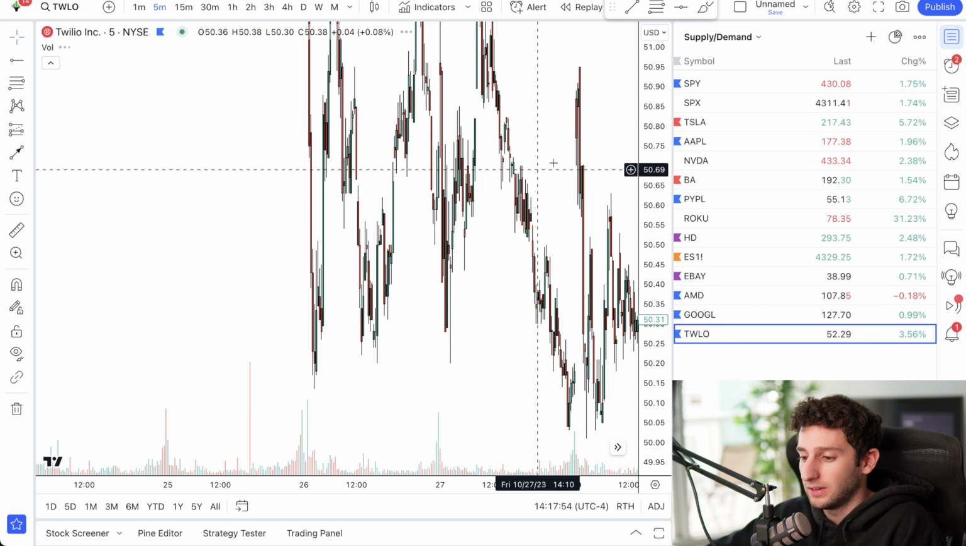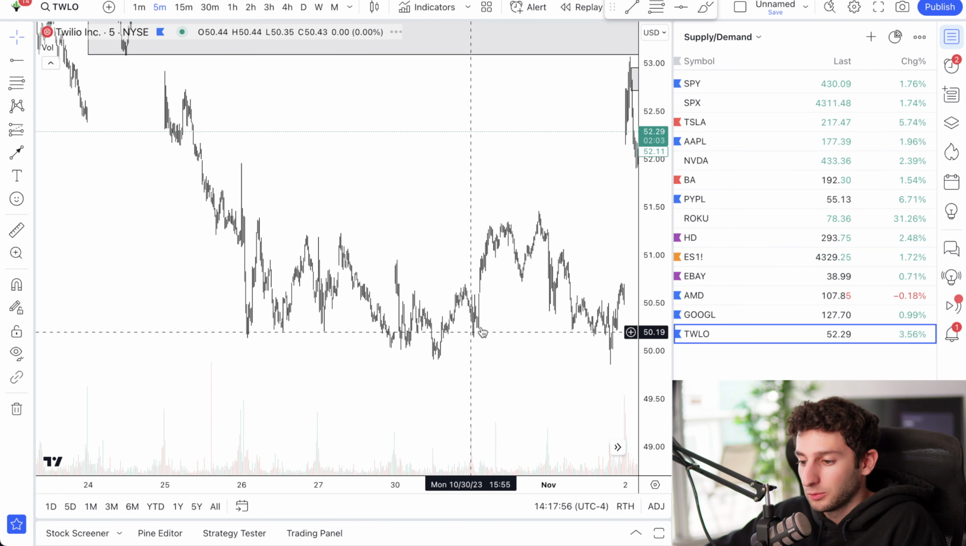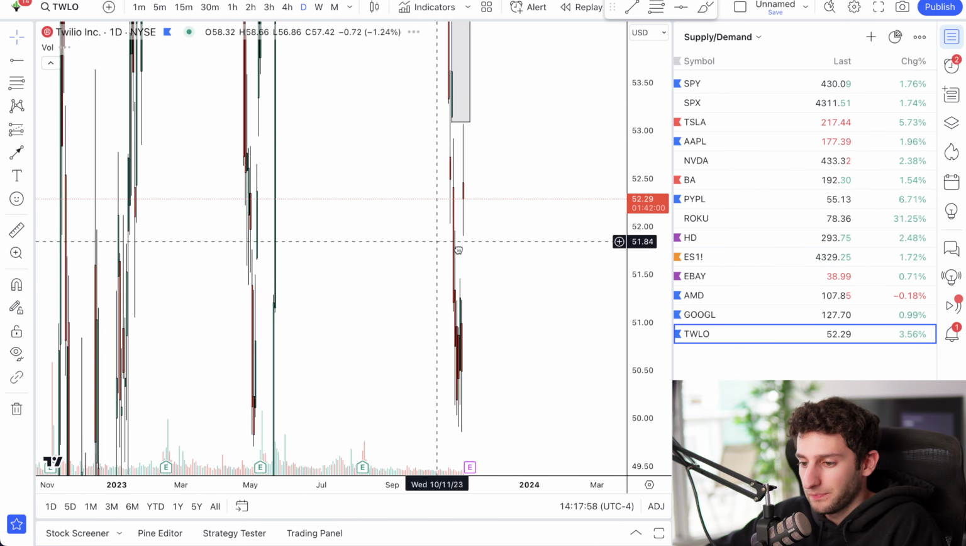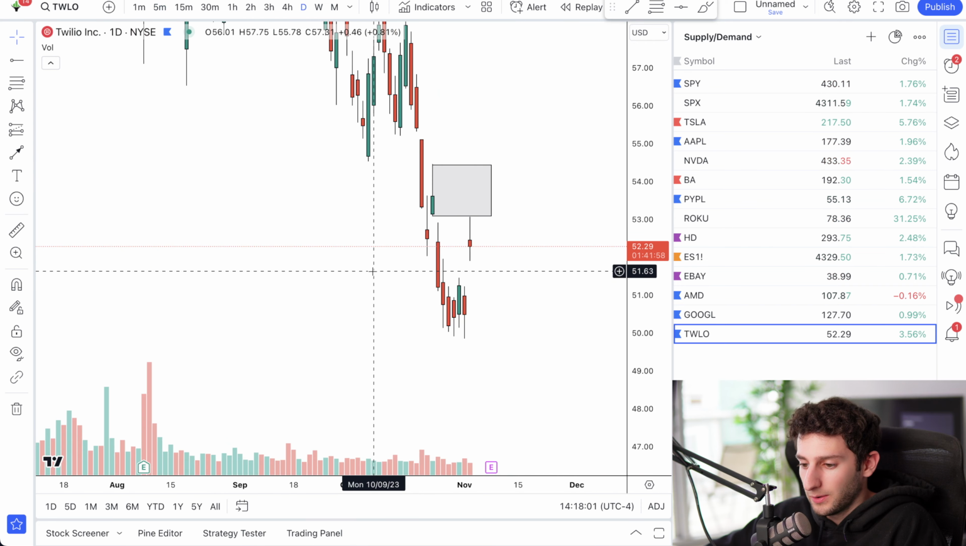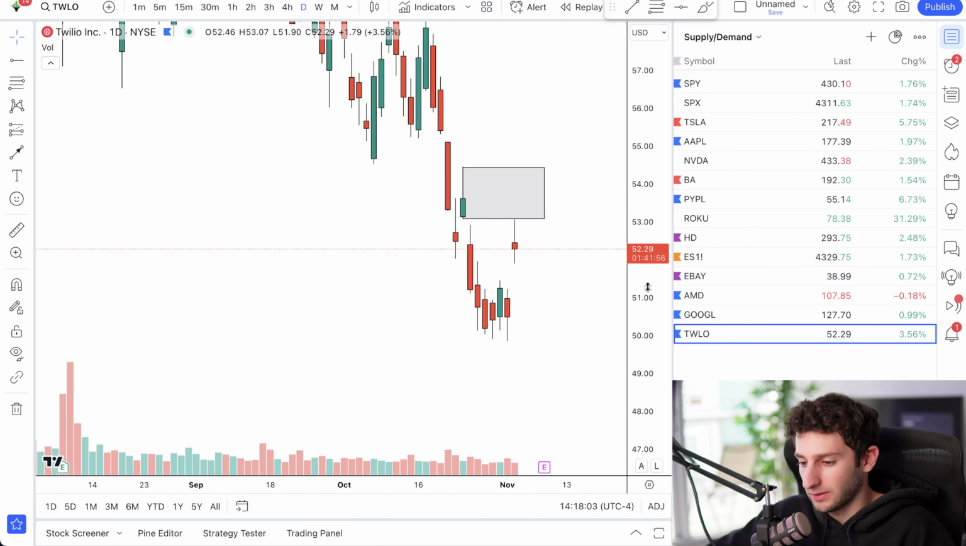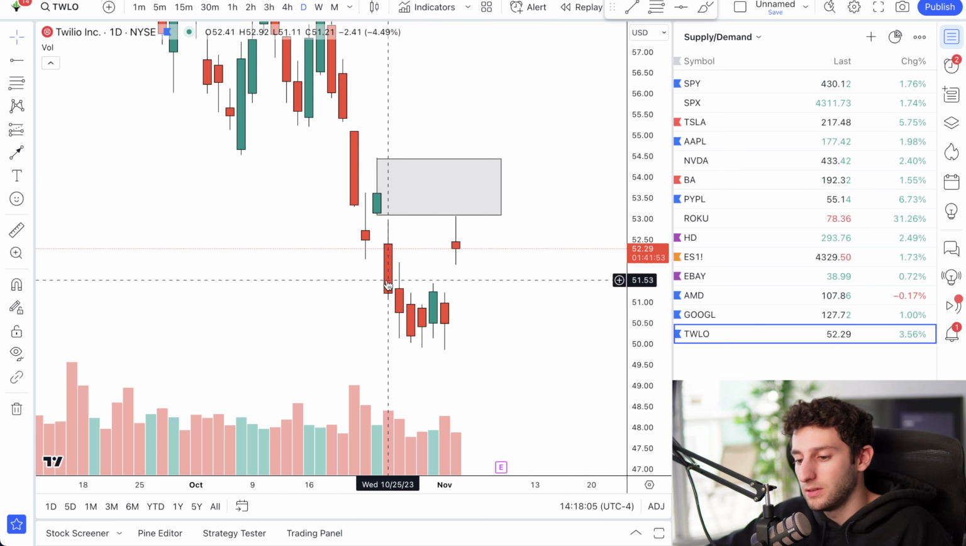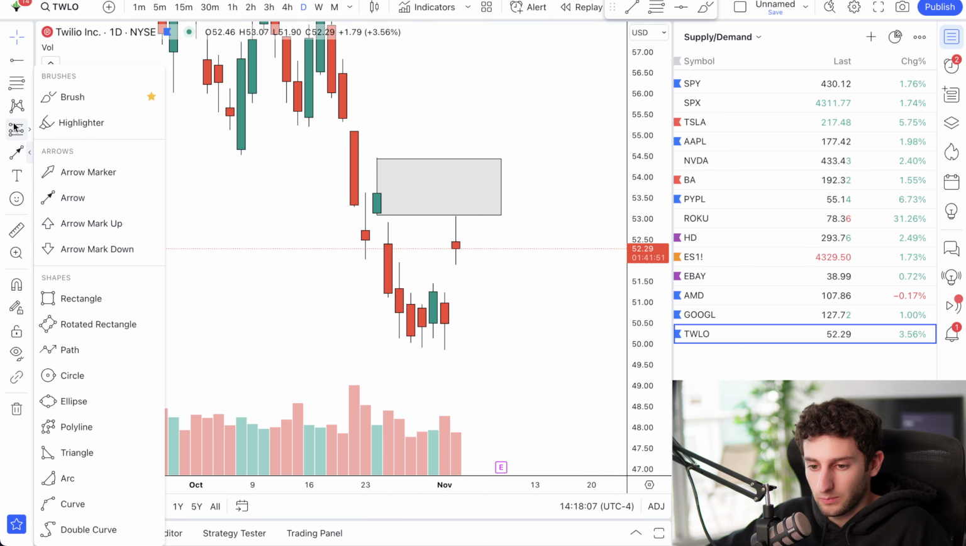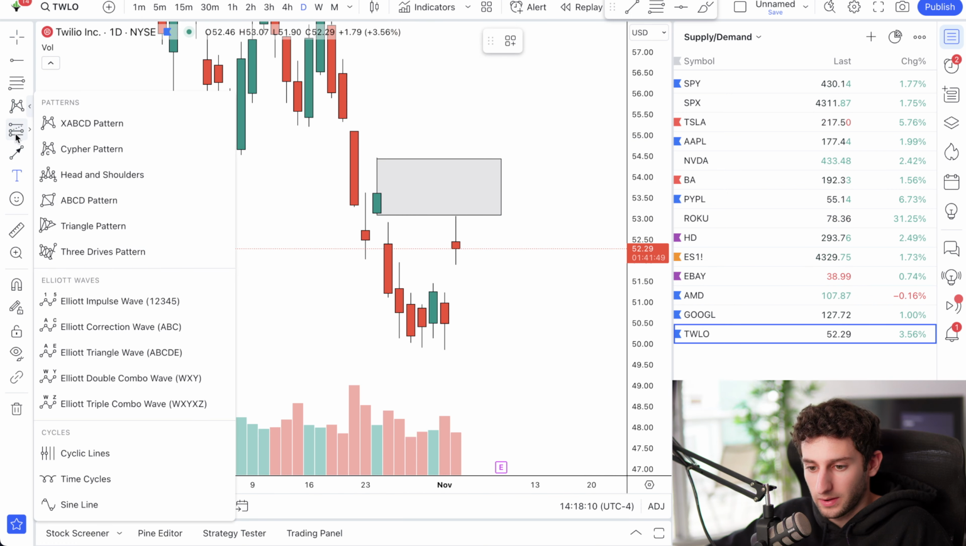Let's go ahead and take a look at TWLO, okay? This one doesn't have a lot of volume on it, but it's still a good example. So if I zoom in here, now this supply zone isn't the greatest, okay? You can see we kind of have a little pop, nice little move lower. Where is it here? Can't find my charts.